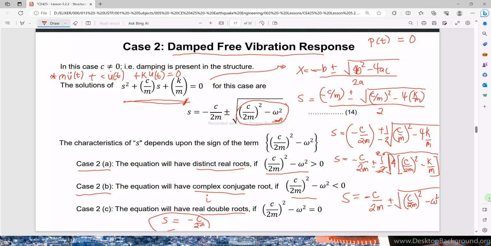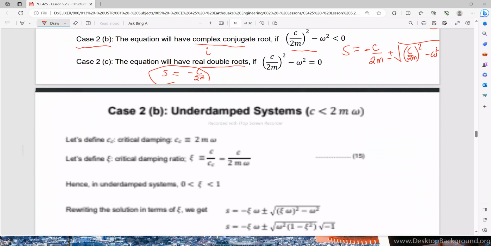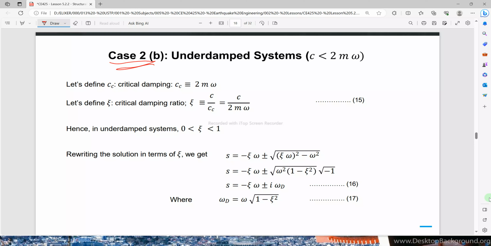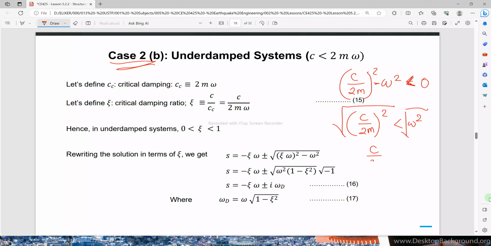So those are the three conditions for a damp-free vibration. But let's start first with our case 2b. Case 2b says that c over 2m squared minus omega squared is less than 0. So by the rules of inequality, we have c over 2m squared is less than omega squared. We take the square root of both sides.